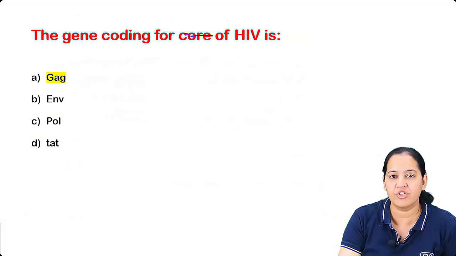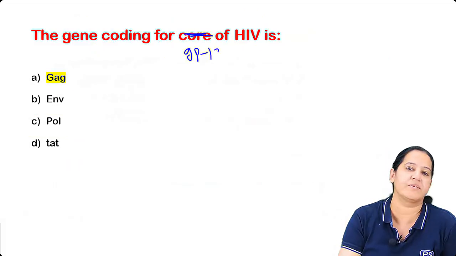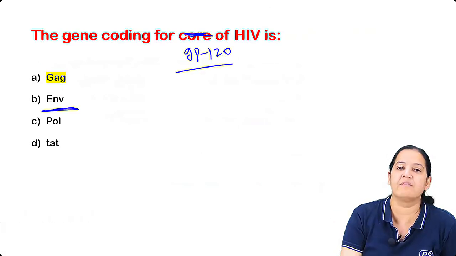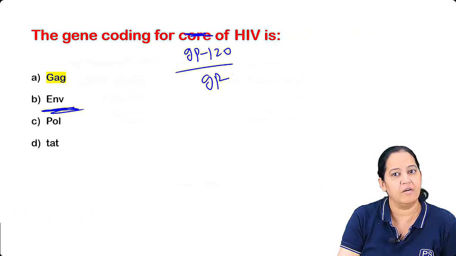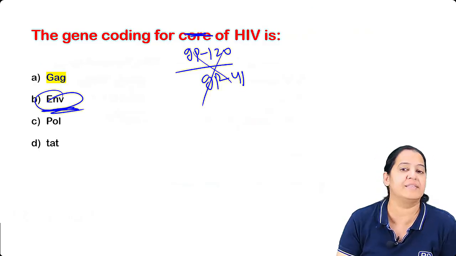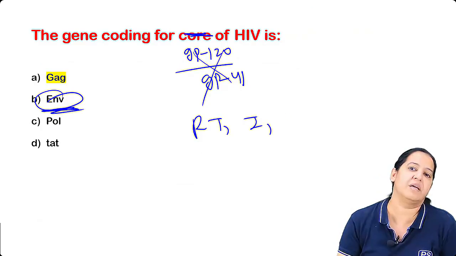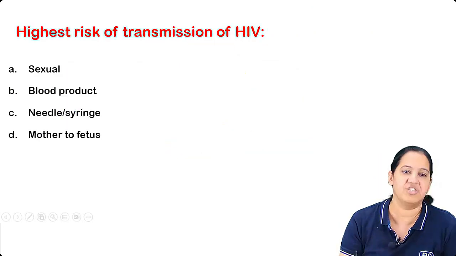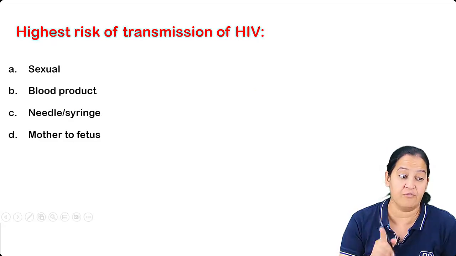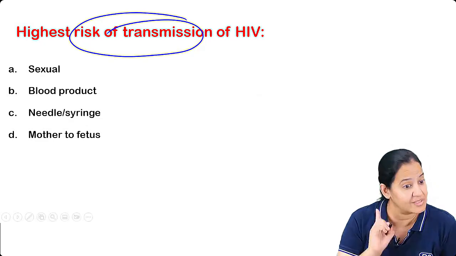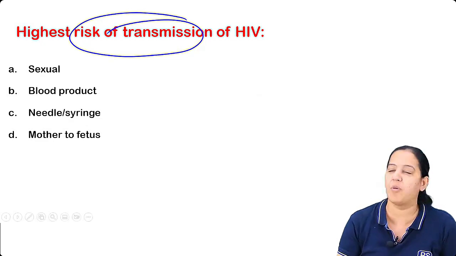If I change the question to GP120, what is the answer? GP120 is present in the envelope, so my answer will be env. Or GP41, again my answer will be envelope. If I change it to the enzymes, reverse transcriptase, integrase, protease, my answer will be pol. So depending on that, I will keep on changing the answer. Now read the question carefully. Don't make a mistake. I'm asking risk of transmission. Highest risk of transmission. I'm not asking most common route.